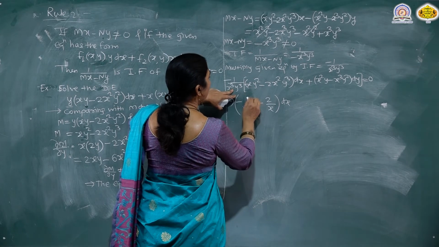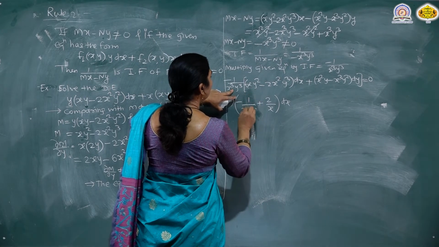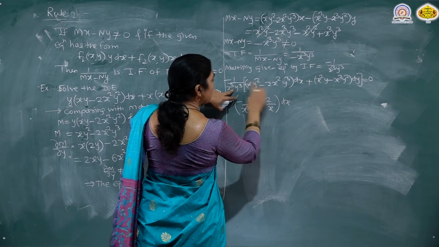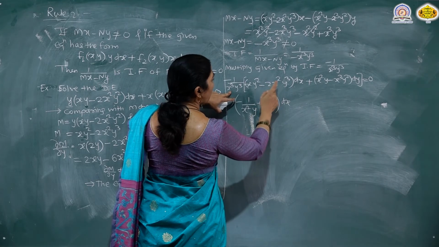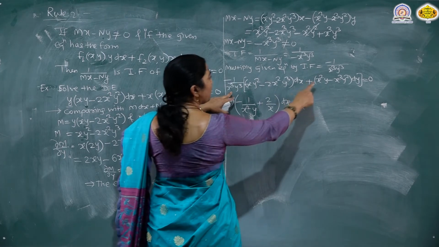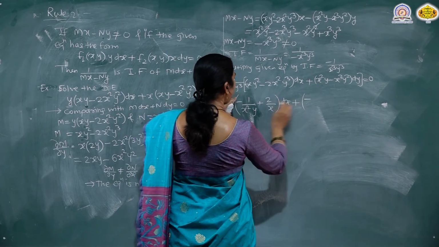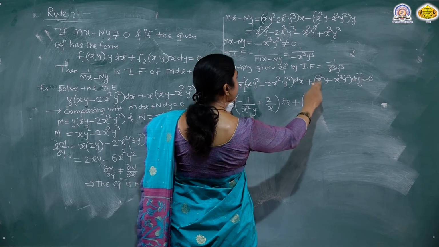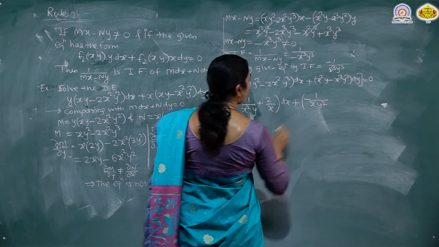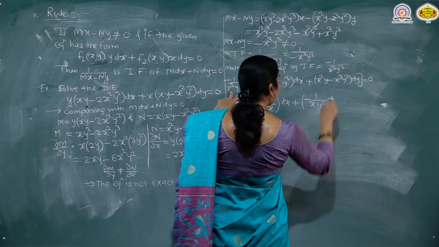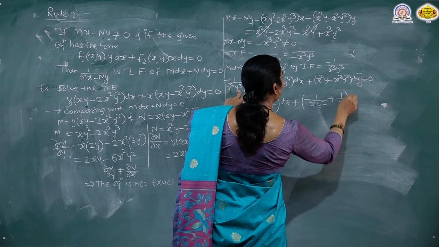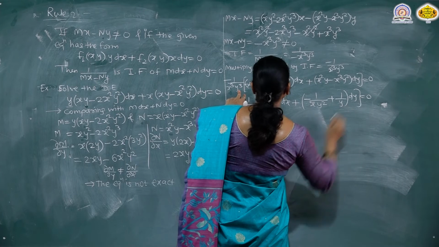So it becomes 1 upon x square y plus, we are multiplying with this, minus minus becomes plus, 2 upon x, y cube gets cancelled, plus, in bracket, when you multiply with this, it becomes minus x square upon x cube. So it remains 1 upon xy square, minus minus becomes plus, x cube gets cancelled, and y square upon y cube, 1 upon y dy is equal to 0.